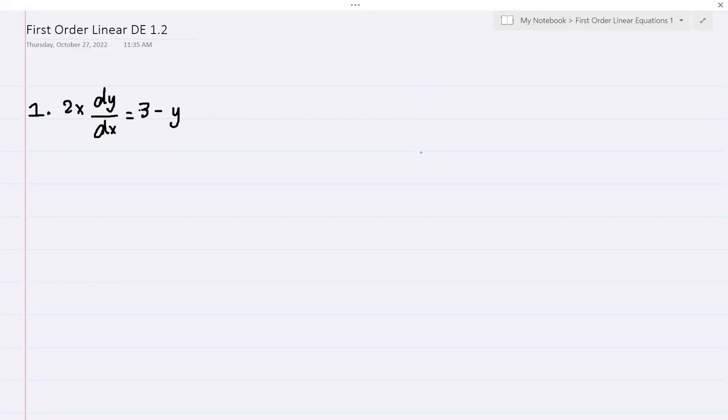So first thing you need to do is to make it into a standard form first. How would you know if a first order linear differential equation is in standard form? So this is the format: dy all over dx plus p of x times y is equal to q of x. So this is the standard form of a first order linear differential equation.